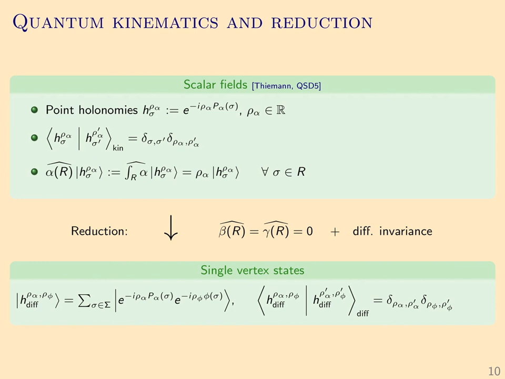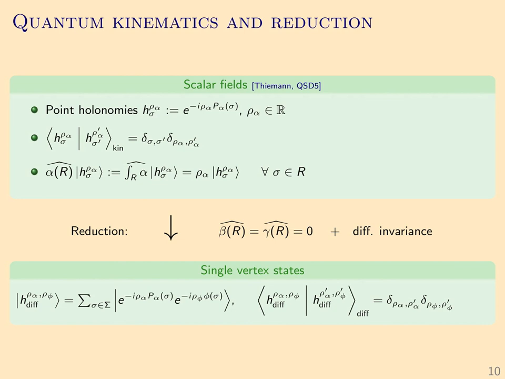Sorry, could you briefly remind me what the phi is? The phi is the matter field. So in addition to the geometry, we have a canonical pair of a scalar field phi and its momentum, which we call p phi in this talk. Okay. So p alpha geometrically was a scalar, and phi geometrically also is a scalar. So we construct the point holonomies from the scalars and not from their momenta, which are densities.